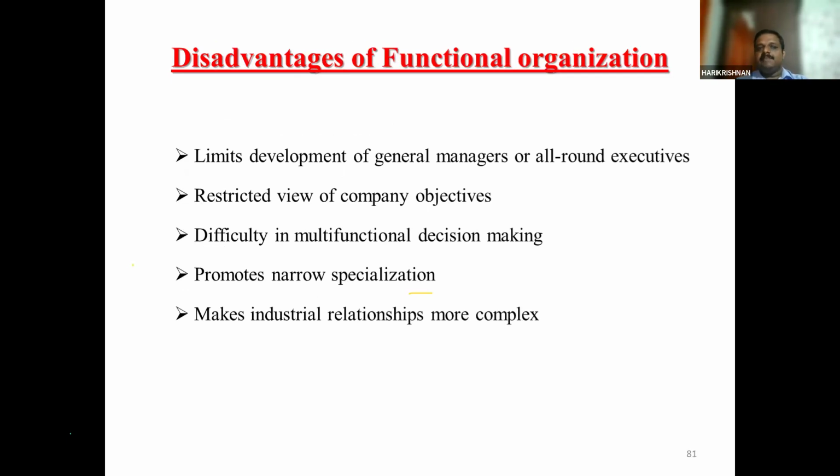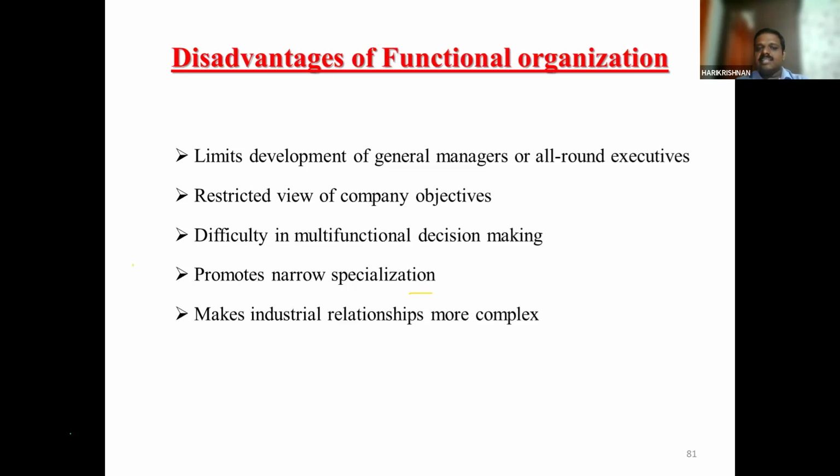The disadvantages are that it limits the development of general managers, and gives a restricted view of company objectives, because each section will have different objectives. There is difficulty in multifunction decision making, it promotes narrow specialization, and it makes industrial relationships more complex because there are four sections. If the relationship between these sections is not good, what happens? The company can be in a loss. When the engineering section demands and the finance section is not providing the funds properly, they cannot work on time, or the product cannot be produced on time. So it can ultimately lead to loss.